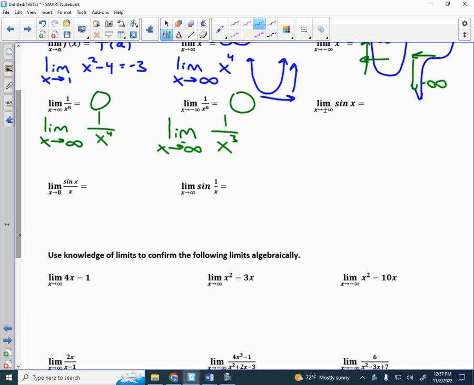Okay, let's look at this one. Limit of sine of x as x goes towards positive or negative infinity. Hard to plug something in. Let's think about the graph of sine of x. What does it look like? Yeah, it's a wave. Looks like this, right? So as I head towards positive infinity, this wave continues to bounce back and forth between 1 and negative 1, doesn't it? Will it ever settle in on just one number? No. And how about if we head towards negative infinity? It'll continue to bounce back and forth. So this limit does not exist.